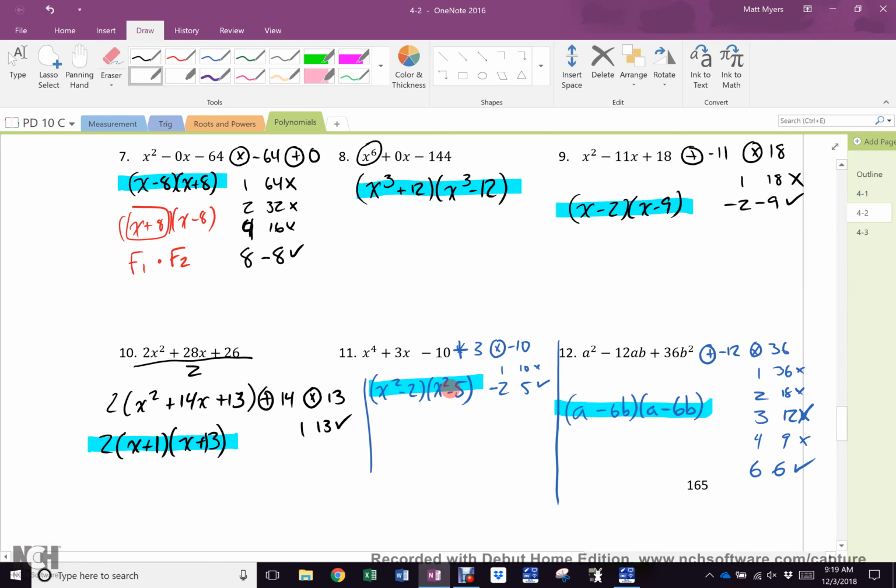The negative 5 should be a positive 5. Thank you. -5 and then -2. No. And then in 12, you also, of course, could have written it like this, because they're the same, so it's squared. All right? Both of those are acceptable.